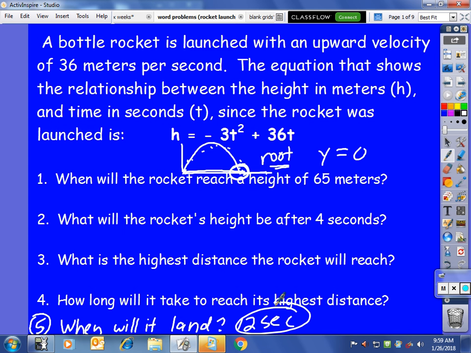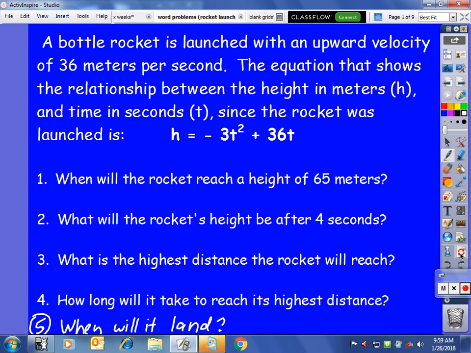This is a word problem. The domain in a word problem situation is not going to be all real numbers. That's if it is a plain old parabola that goes on forever, but this thing does not start under the ground and come up and then burrow into the ground and go on forever. It starts on the ground, it ends on the ground.